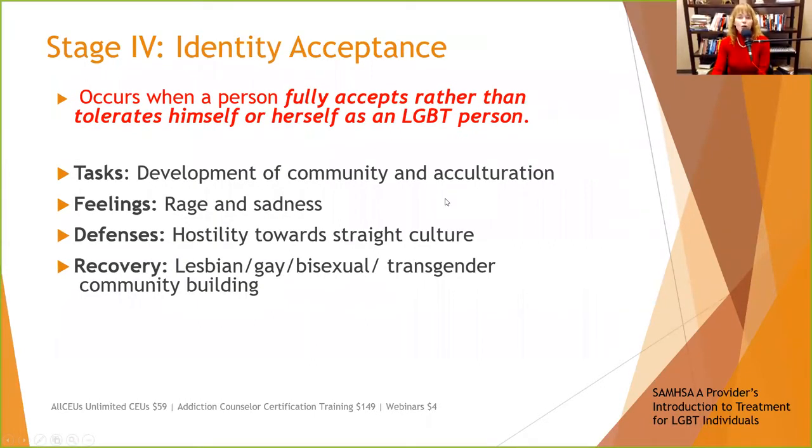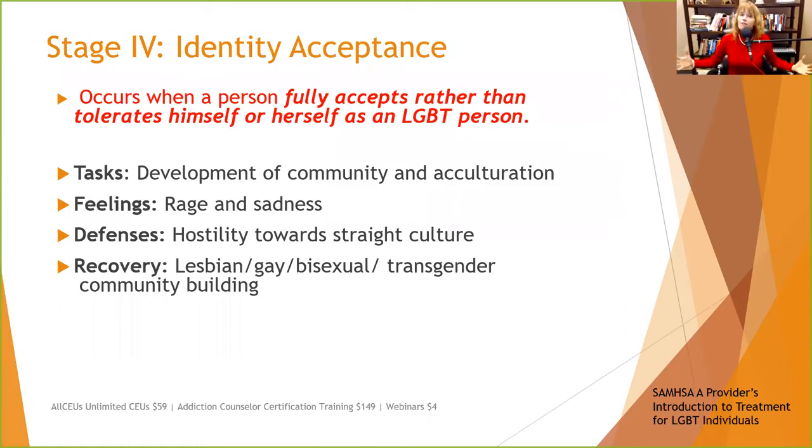Identity acceptance occurs when a person fully accepts, rather than tolerates, himself or herself as an LGBT person. So we want the person to start developing community and integrating with others. Now, they may not be out to all of their peers yet, and may never be, but at least they have a community and they are starting to associate with other LGBT persons. They may have some feelings of rage and sadness. It's not fair that I have to be two different people, or it's not fair that I'm this way, whatever the case may be. They may have hostility towards straight culture for the way that they feel they're treated.